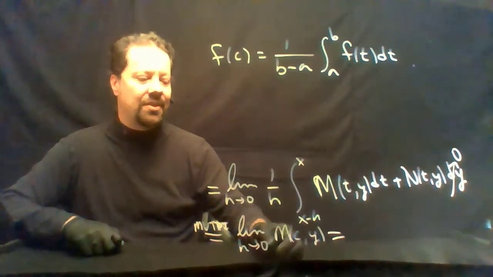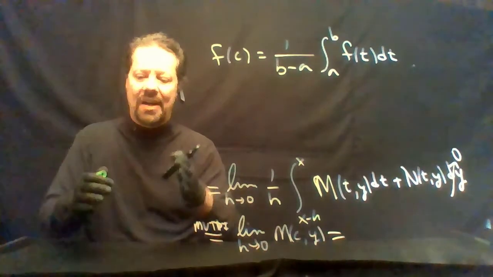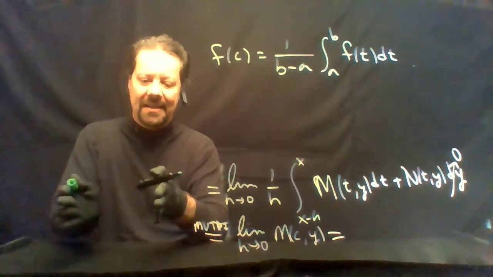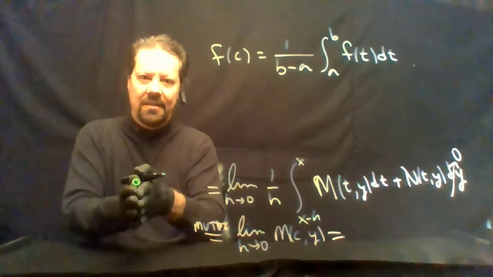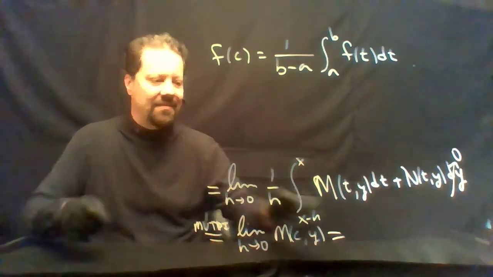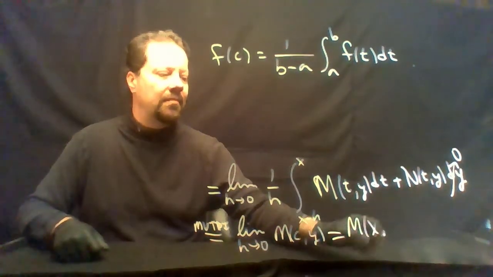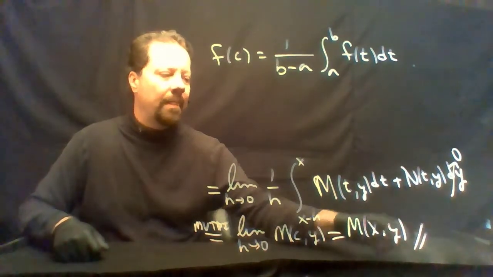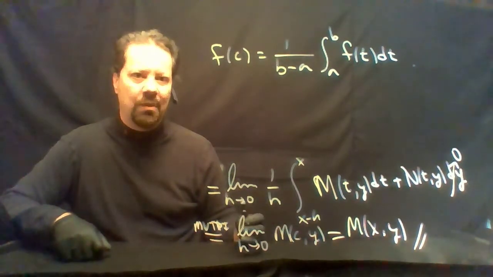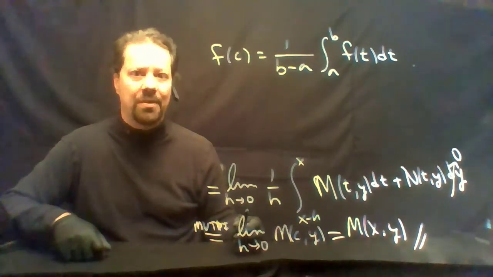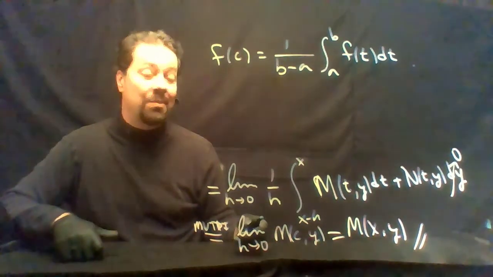In the limit as h goes to 0, since c is trapped between x and x minus h, c will get squished to x. Similarly, n will be the partial derivative of f with respect to y. And the proof is over. We now know that path independence and conservative are equivalent concepts.